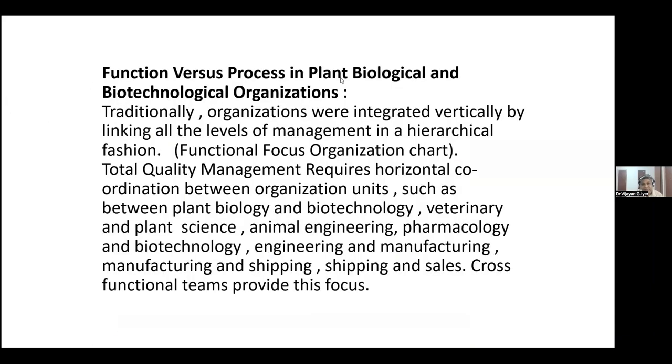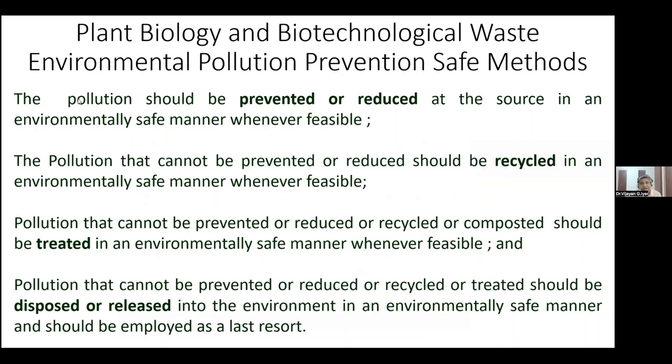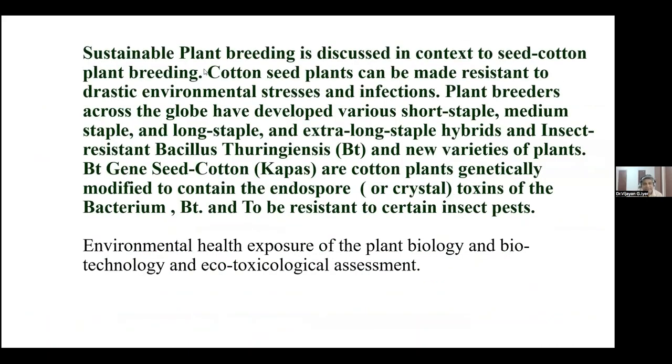The function versus process in plant biological and biotechnological organizations. So it is like functional focus, total quality management in plant biology and biotechnology, veterinary and plant science, and plant biology and biotechnological waste, environmental pollution and prevention, safe methods. And sustainable plant breeding: cotton seed plants can be made resistant to drastic environmental stress and infections, strains. Plant breeders across the globe have developed various short staple, medium staple, long staple and extra long staple cottons, and resistant Bacillus thuringiensis and new varieties of plants.